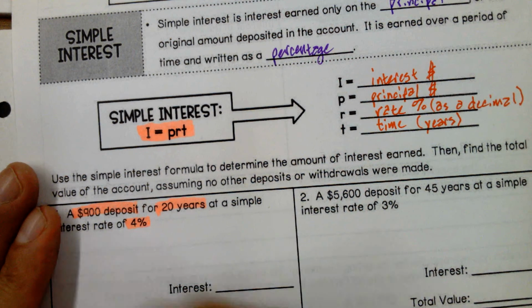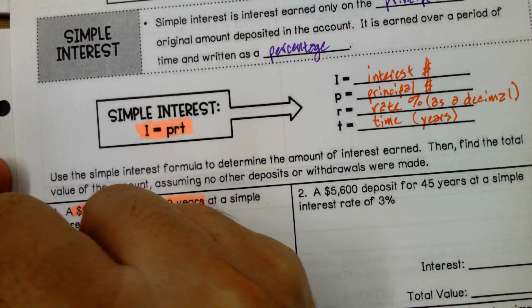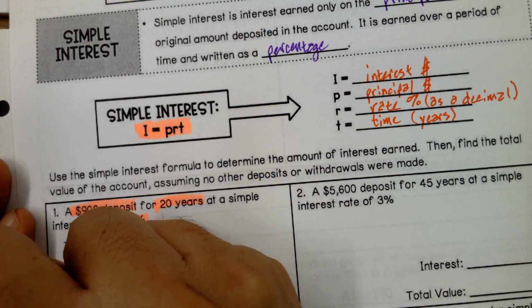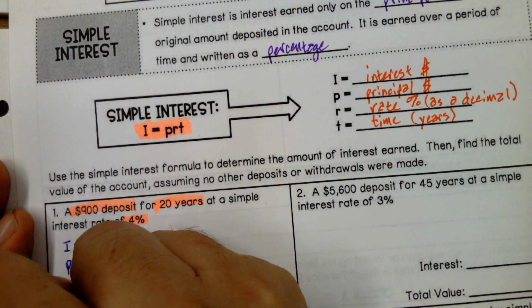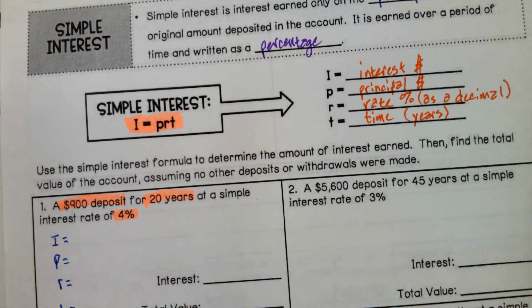So let's see what we know. Let's put this in: interest, principal, rate, and time.